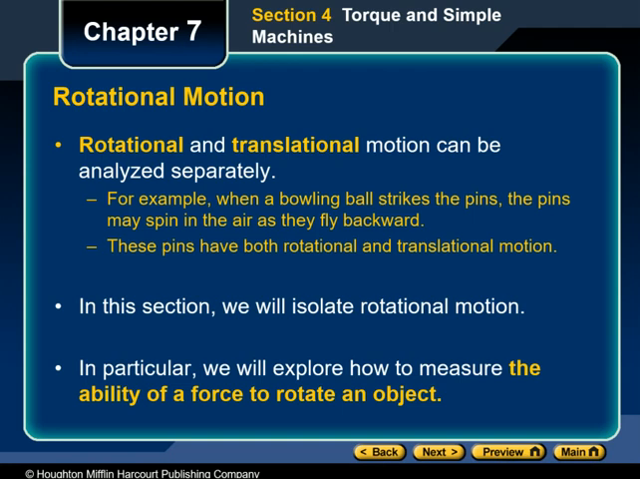Rotational and translational motion can be separated. Imagine that you roll a strike while bowling. When the bowling ball strikes the pins, they spin in the air as they fly backward. Thus, they have both rotational and linear motion. These types of motion can be analyzed separately. In this section, we will isolate rotational motion. In particular, we will explore how to measure the ability of a force to rotate an object.